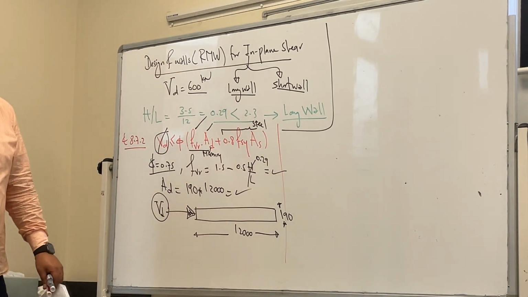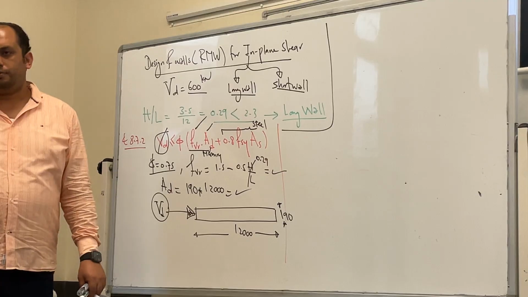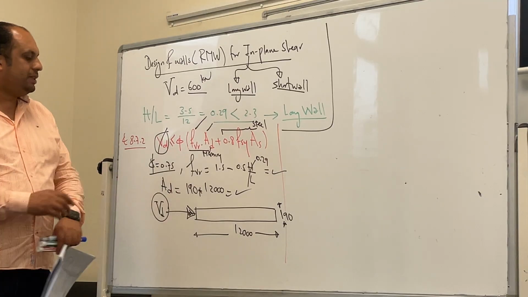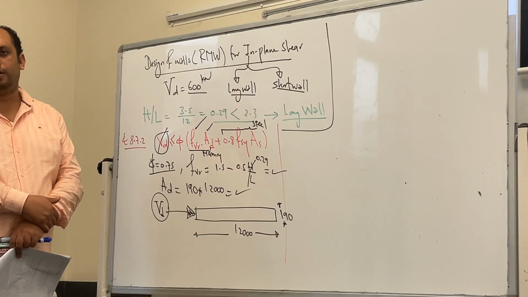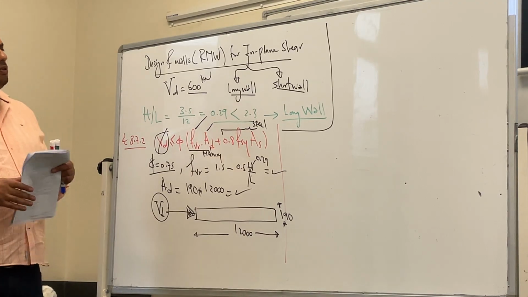Okay. For the steel, we just calculate how much steel we can fit. So now for steel, do we have steel? Yes, we have only vertical steel. Do we need horizontal steel or not?